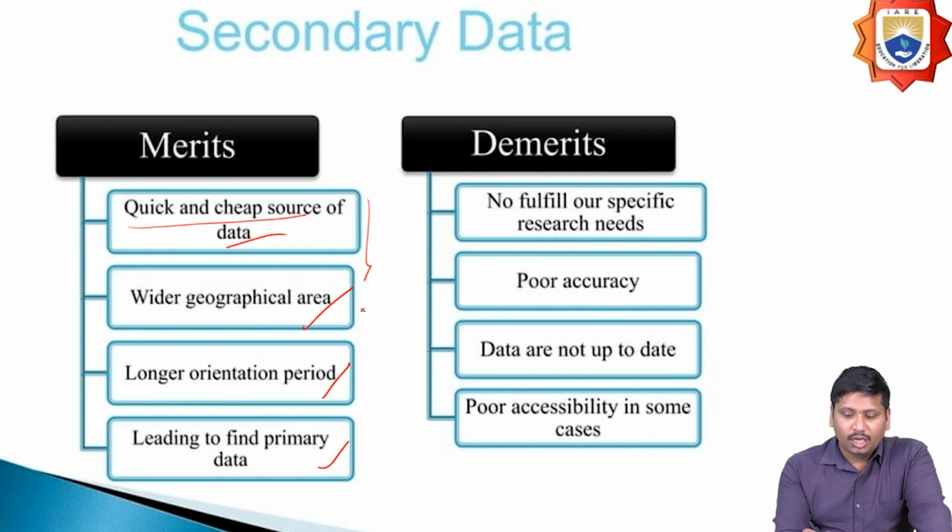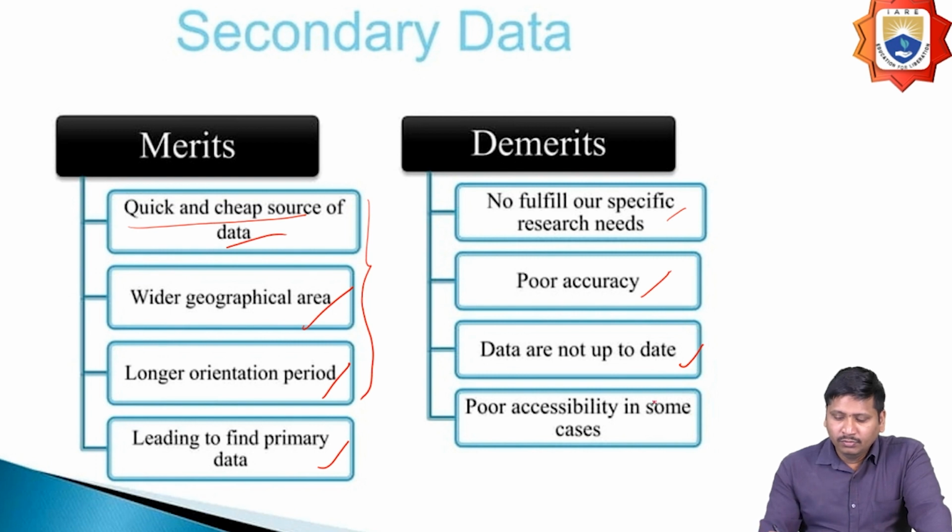So these are the advantages of this method, and if I take the demerits, there is poor accuracy, no fulfillment of specific research is possible, the data is also not up to date, and there is poor accessibility in some of the cases. So these are some of the disadvantages of this method.